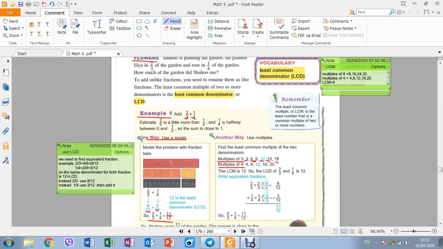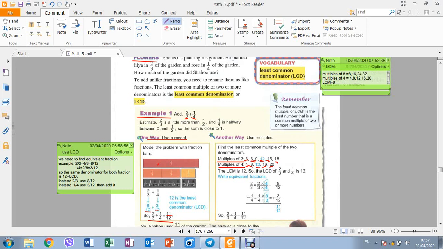And multiples of 4 the same. 4 times 1 equal to 4. 4 times 2 equal to 8. 4 times 3 equal to 12. 4 times 4 equal to 16. And 4 times 5 equal to how many? 20. Now look, which number is smaller and repeated?